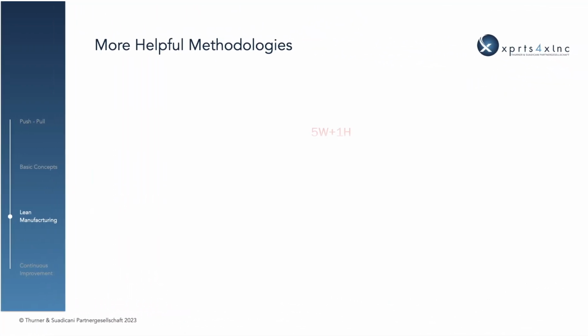Lean management includes a number of very useful tools and methodologies that support the philosophy. Very often, these are described by abbreviations. We want to have a look at the most common and powerful ones.